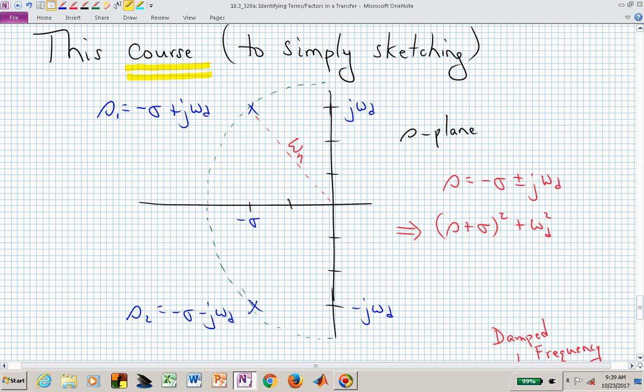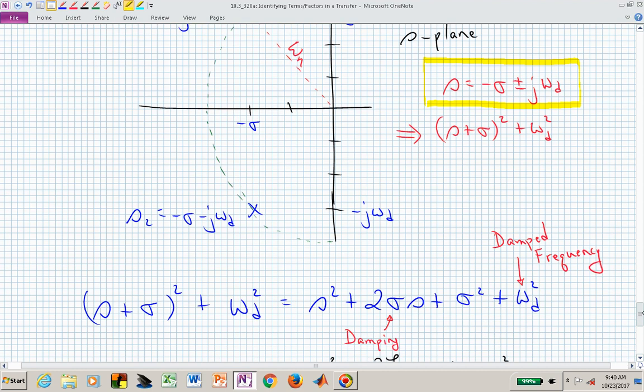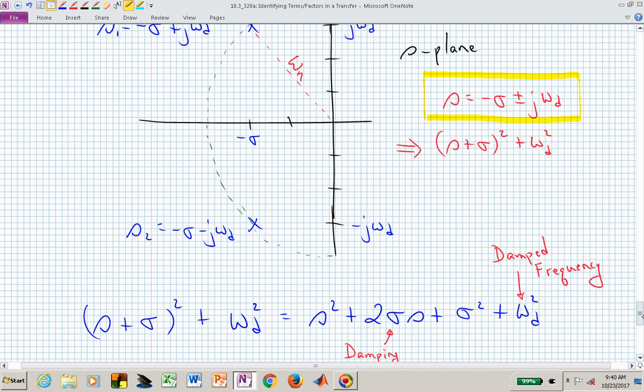we may use the notation of the real part in the left half plane being at minus sigma. The imaginary part is now at some location omega sub d, or we're now saying let's look at poles, in this case they could also be zeros, as being located at minus sigma plus and minus j omega sub d. We know how to write that in the one form, that's s plus sigma quantity squared plus omega sub d squared. We can introduce some terminology.